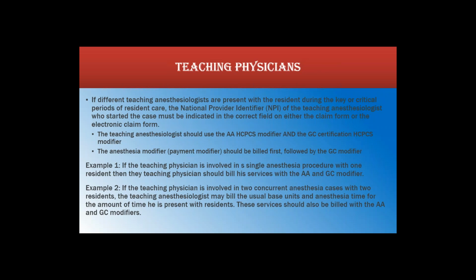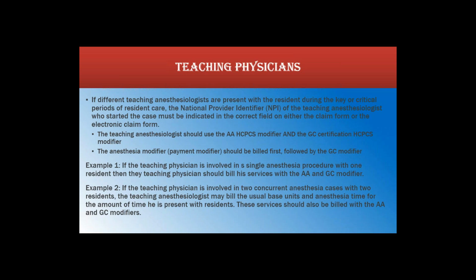Teaching physicians. If different teaching anesthesiologists are present with the resident during the key or critical periods of resident care, the National Provider Identifier, or NPI, of the teaching anesthesiologist must be indicated on the claim form. The teaching anesthesiologist should use the AA HCPCS modifier and the GC certification HCPCS modifier. The anesthesia modifier, or the payment modifier, should be billed first, followed by the GC modifier.